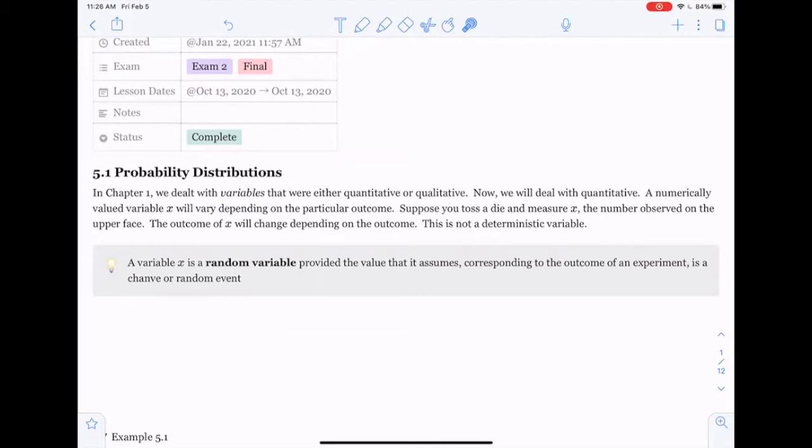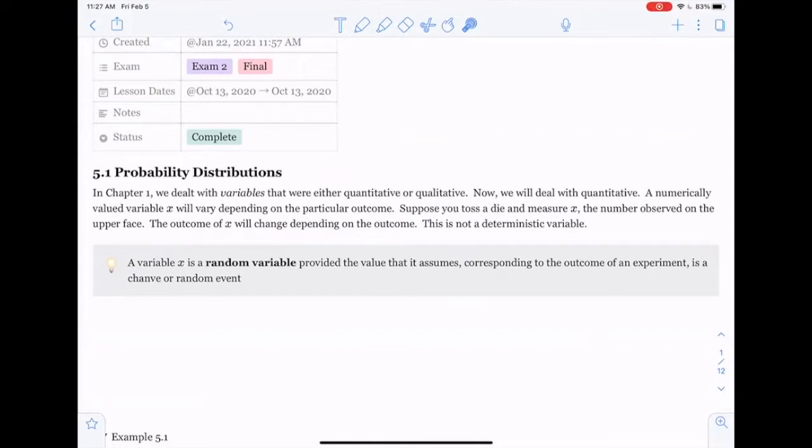But every time we had an equation, something like 2x equals 4, that value of x was determined every time. That was a deterministic variable. And what we might want to do now is have more probabilistic means. So, for example, if we toss a die and we let x be the number observed on the upper face, there really is no equation that we can set up. The outcome of x will change depending on the outcome of the experiment, right?